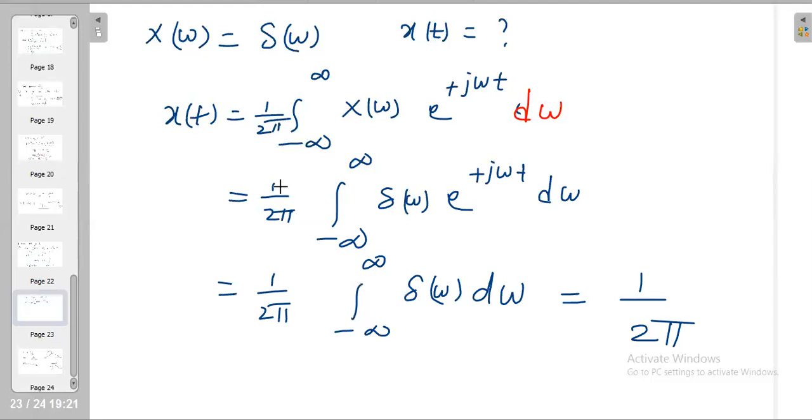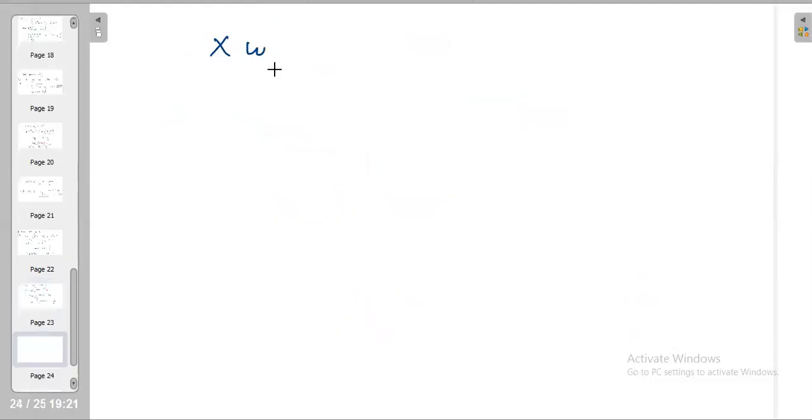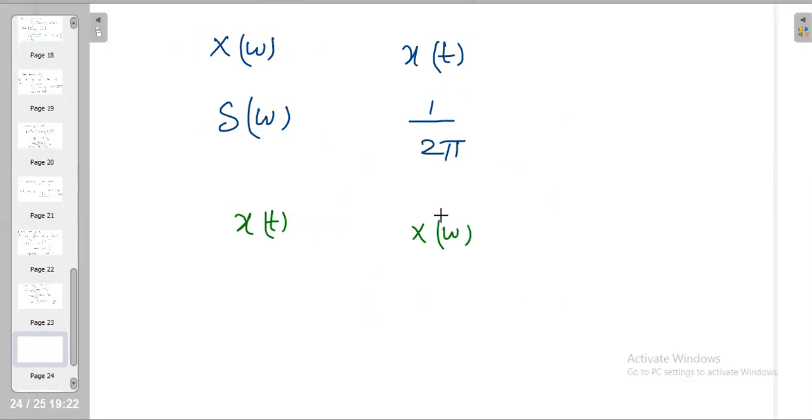So that means when I take del omega in the frequency domain, in the time domain I am getting 1 by 2 pi. See, this is x of omega, this is x of t. When I take del omega here, I am getting 1 by 2 pi. Otherwise we can also write it in a different manner. Suppose 1 by 2 pi is there in the time domain, I will be getting del omega in the frequency domain. This 1 and 2 pi is just like a number. That means when I have a 1 here, I will get 2 pi del omega.